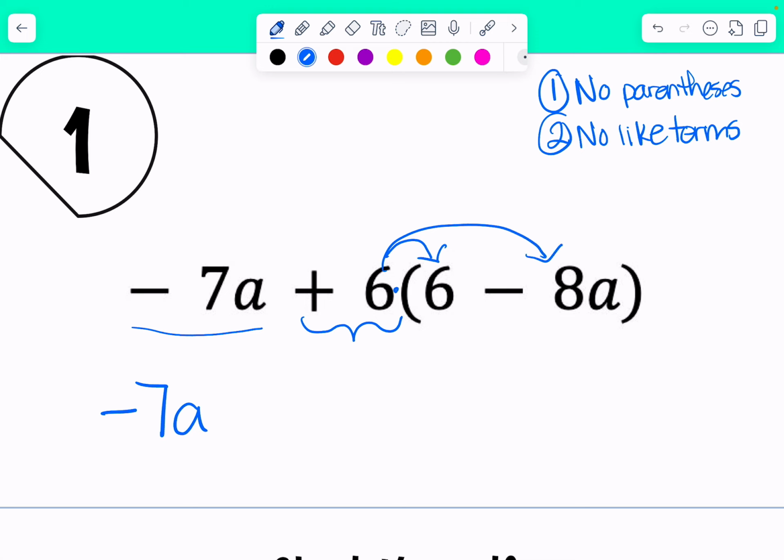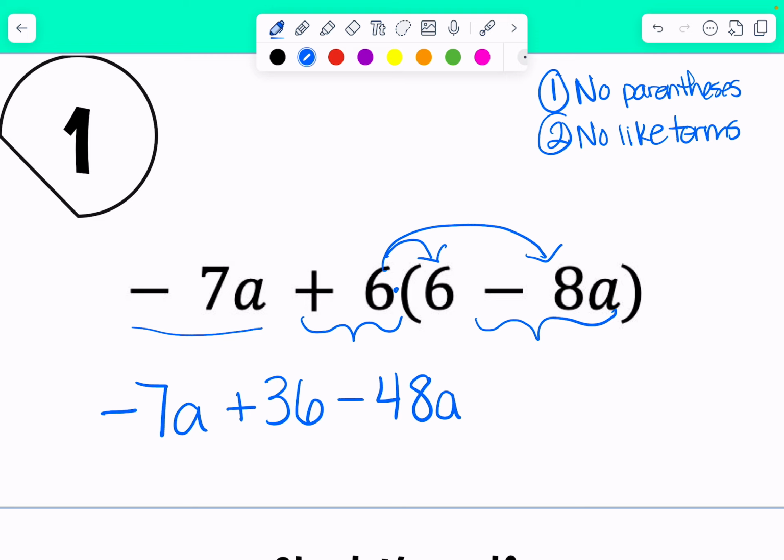So positive 6 times 6 is positive 36. And positive 6 times negative 8a. So we're looking at the plus and minuses to help us determine if it's positive or negative. So positive 6 times negative 8a is negative 48a. So we've cleared our parentheses.